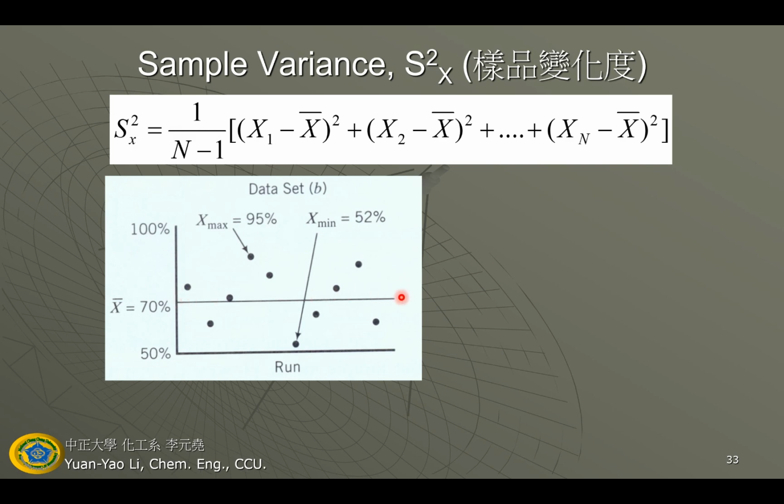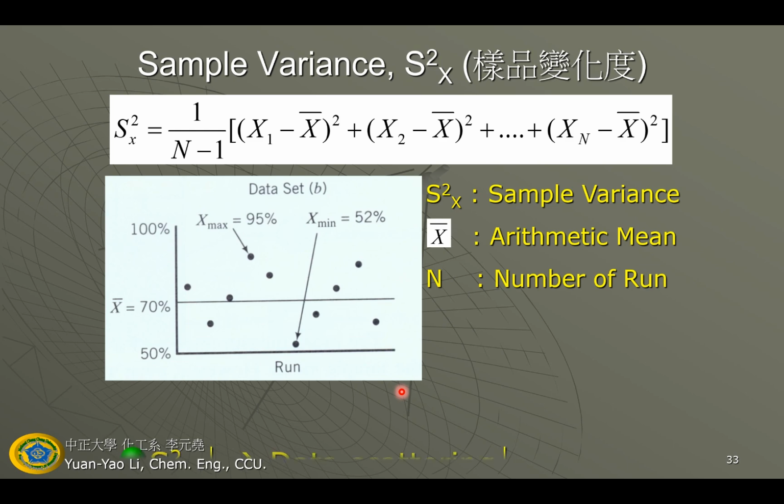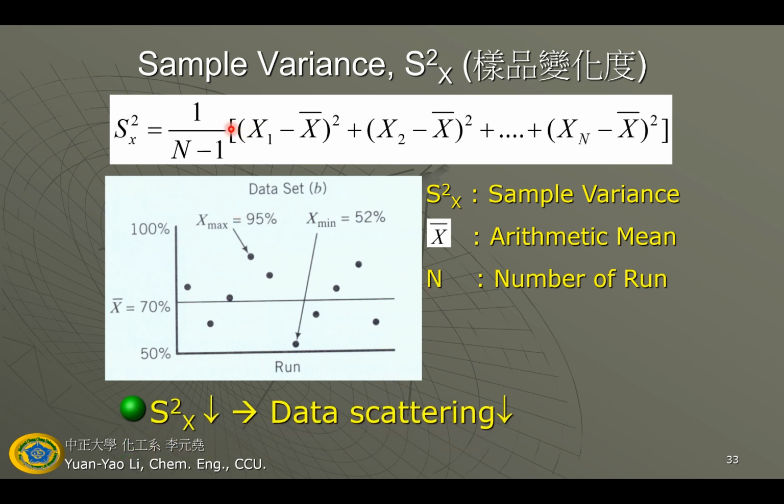The sample variance is equal to this. If you have the average x bar, you take this number minus x bar squared, plus this number minus x bar squared, plus this minus x bar squared, and then divide by n minus 1. N is the number of runs. So if the sample variance decreases, the data scattering decreases, so you have better precision.